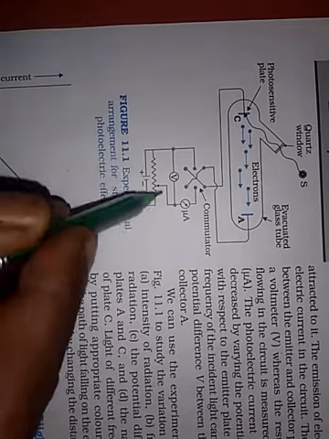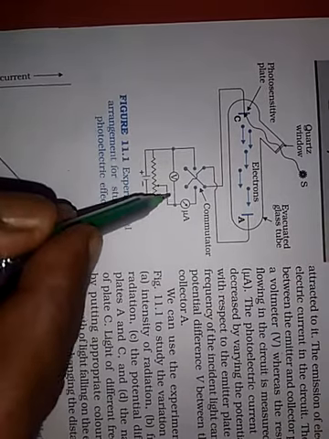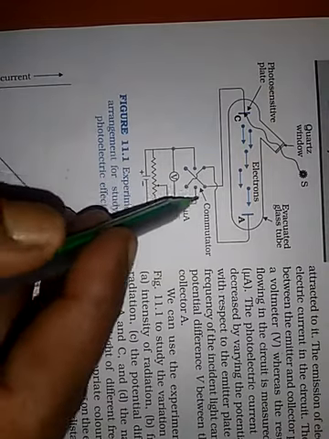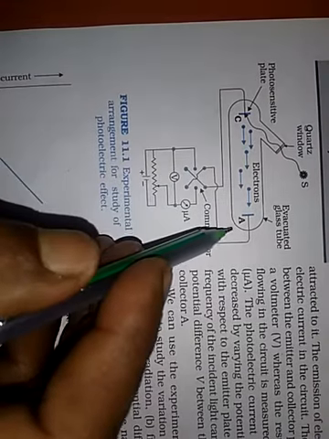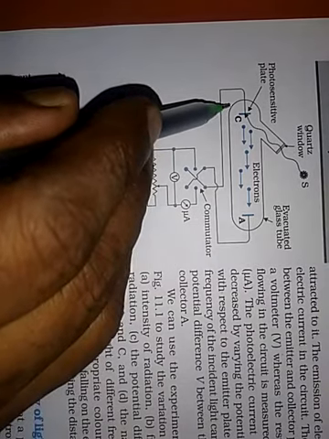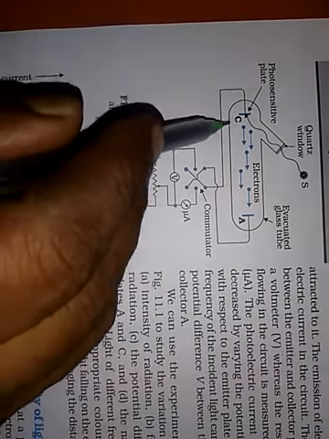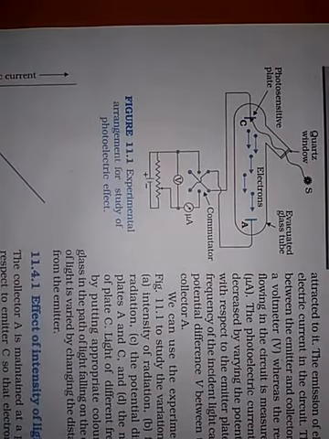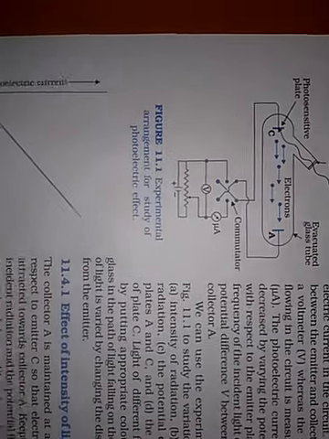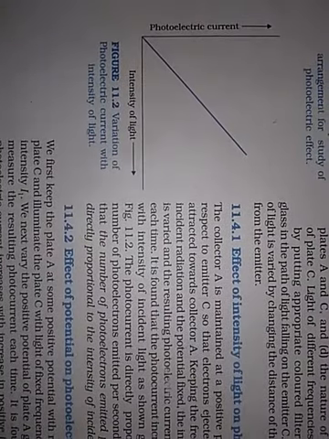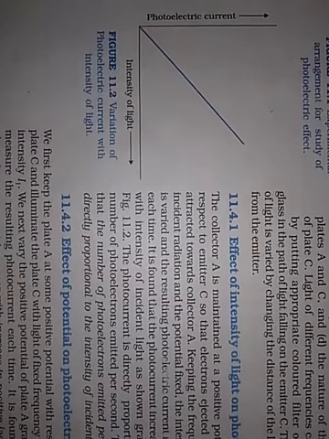So this is a variable source, we can see the voltage, we can see the photoelectrons here, and the commutator is a provision by which we can make anode positive, cathode negative in one type of measurement, or we can do the other way, cathode positive and anode negative. So first we are going to see the effect of intensity of light on photocurrent.